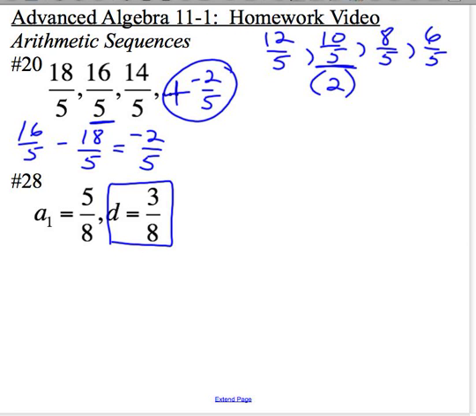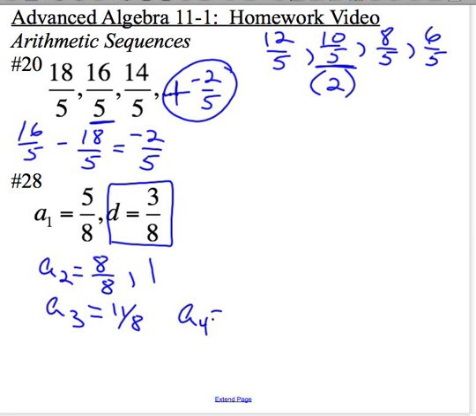So a sub 1 is 5/8. A sub 2 would mean I add 3/8 onto 5/8. Hence 8/8. Or your teacher may say, simplify that to 1. For the third term in the sequence, I add 3/8 onto 1, or add 3/8 onto 8/8. And I get 11/8.